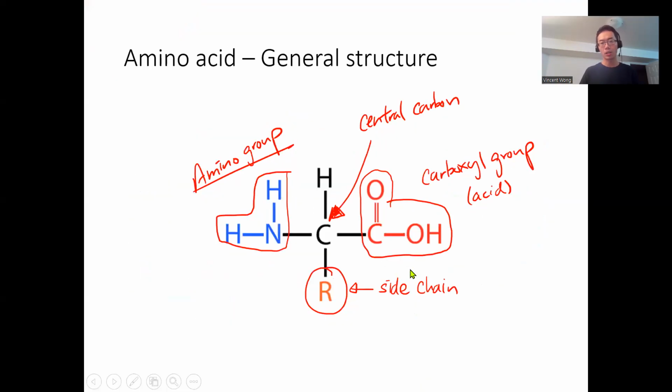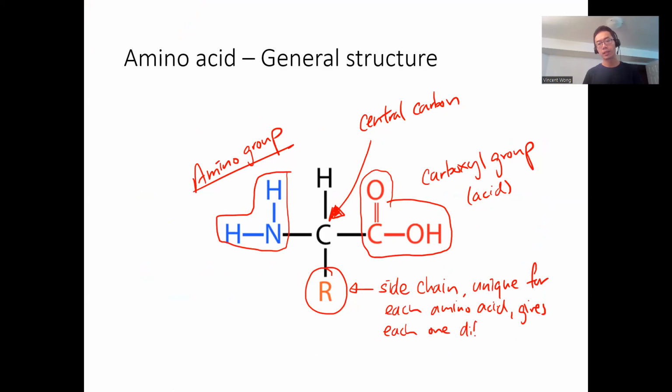All right. So the R, the side chain, is unique for each amino acid. Okay. And it gives each one a different property. Okay. That's all.